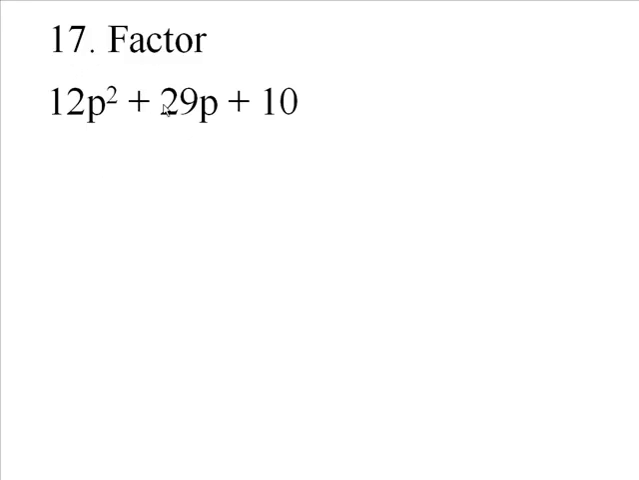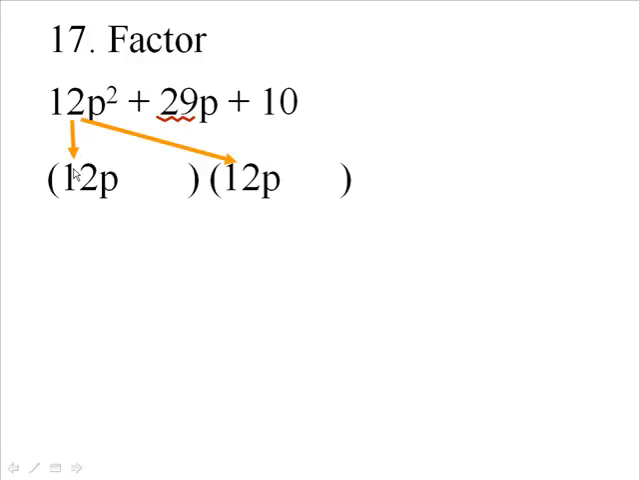Number 17, factor 12p squared plus 29p plus 10. Well, draw a line underneath the 29. Okay. All right, we're going to use that number in a little while. My other number, I'm going to write 12 here and 12 here. Now you're going to notice 12 times 12 is not 12.